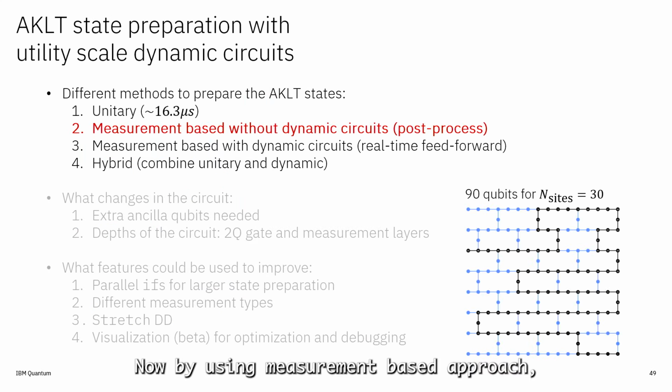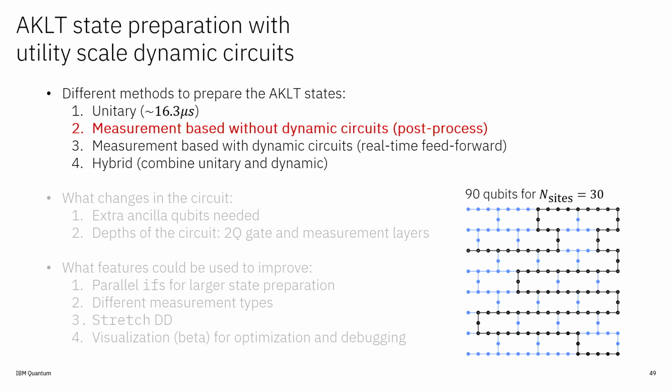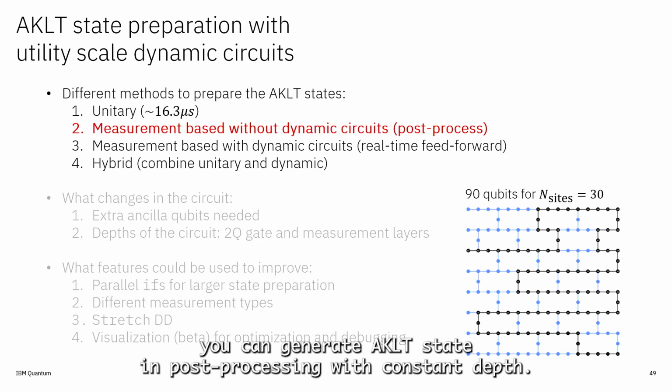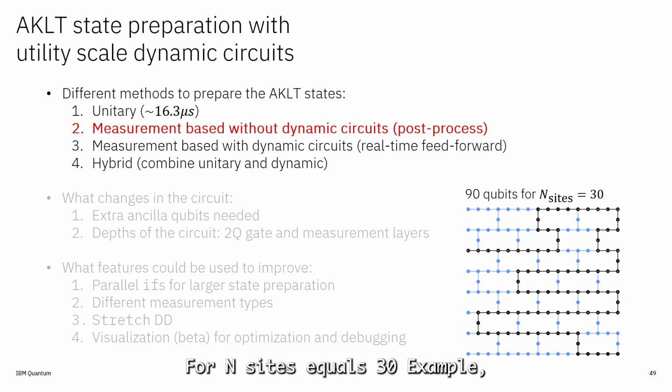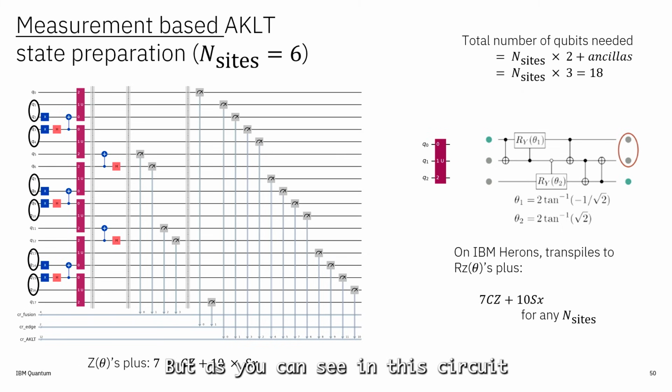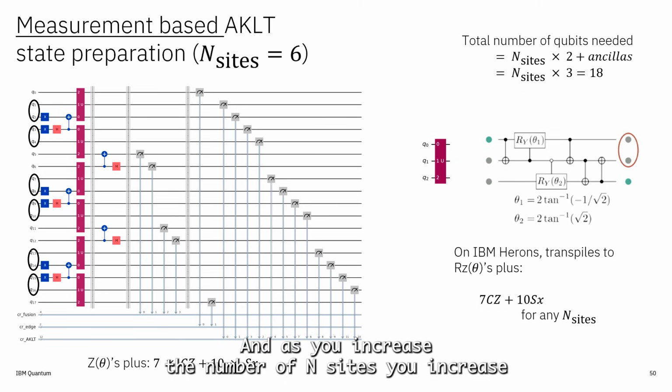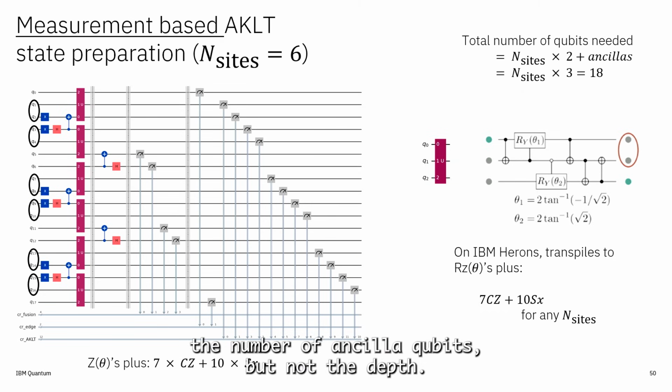Now, by using the measurement-based approach, you can generate the AKLT state in post-processing with constant depth. With this approach, you need more ancilla qubits to do so. For the n_site equals 30 example, we now need 90 total qubits. But as you can see in this circuit, there's only one layer of red blocks. And as you increase the number of n_site, you increase the number of ancilla qubits, but not the depth.